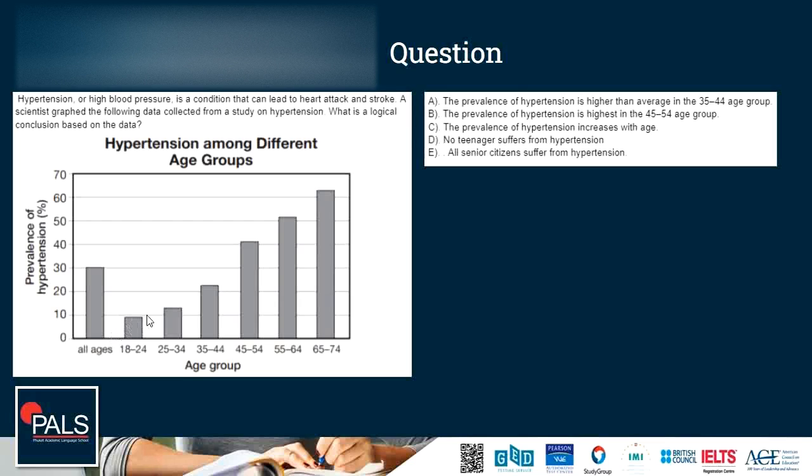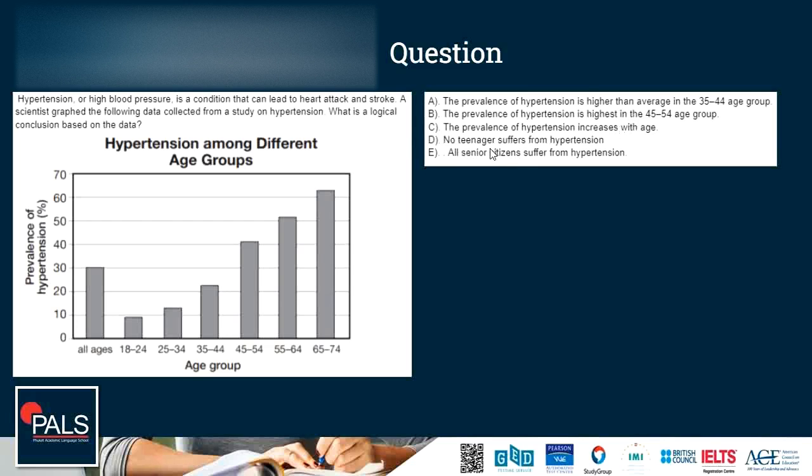And then we see the different age groups where we can see 18 to 24-year-olds under 10% and rising, and 65 to 74-year-olds above 60%. The prevalence of hypertension is higher than average in the 35 to 44-year age group. The prevalence of hypertension is higher than 45 to 54 age group. Highest in 45 to 54.